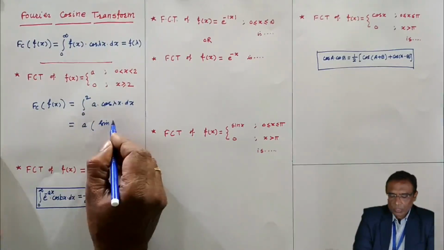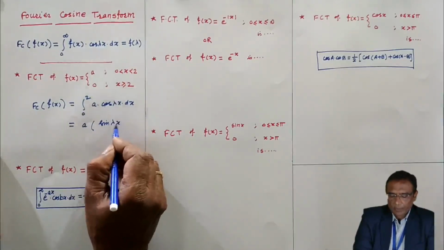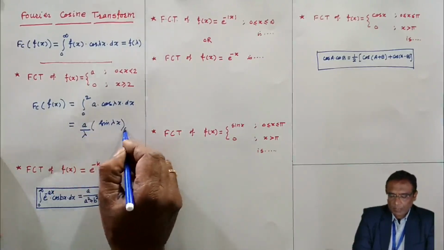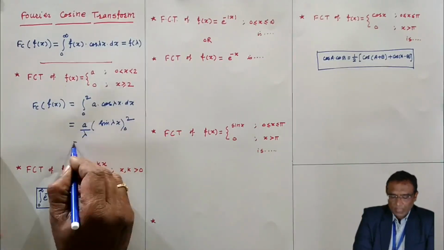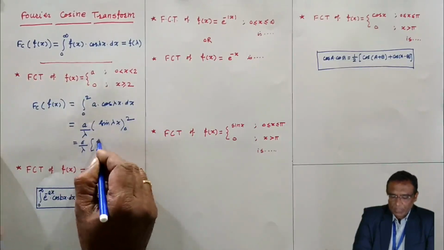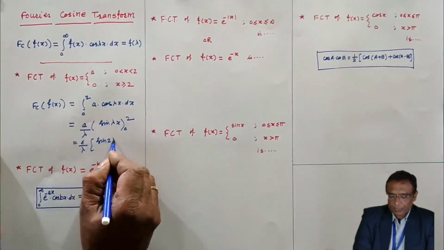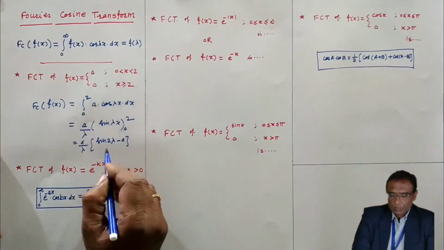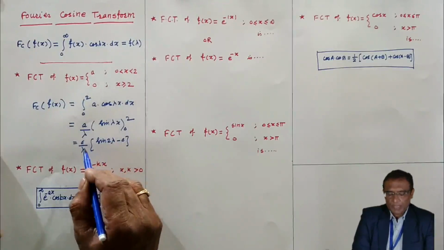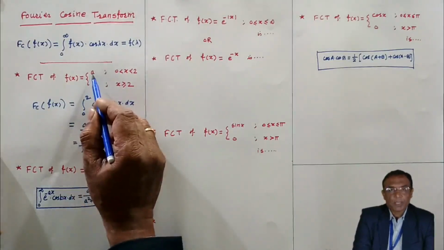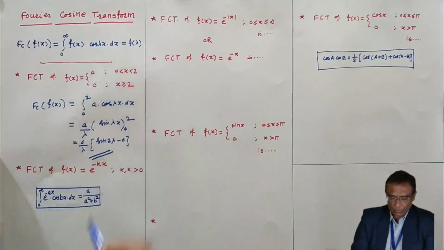Integration of cos is sin(lambda x) by lambda. X is the variable. Now, a by lambda, put x equal to the upper limit, sin(2 lambda), minus put x equal to 0, sin 0 is 0. Means sin(2 lambda) multiplied by a by lambda is the Fourier transform of this one. In examination, a may be replaced by any other fixed constant.